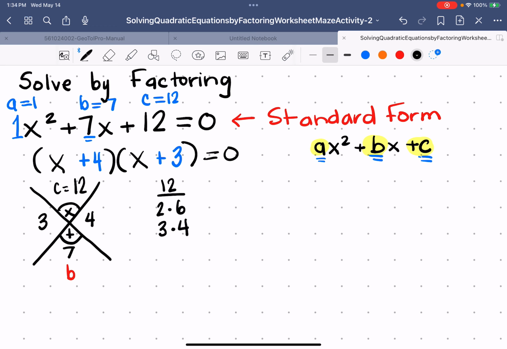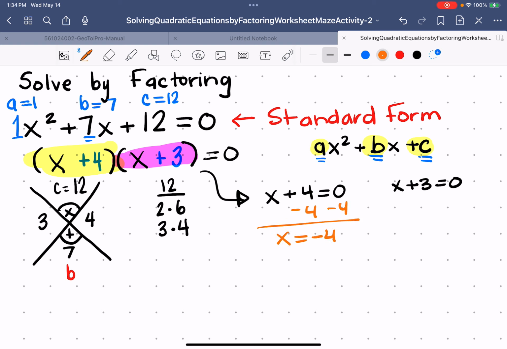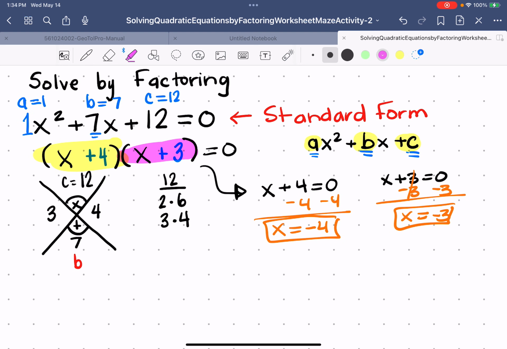So we're not done solving. All we've done is factor. Now we're going to rewrite this, because if I know that this factor times this factor equals 0, one of them must be 0. That's called the zero product property. So either x plus 4 is 0 or x plus 3 equals 0. If I subtract 4 from each side over here, I get x equal to negative 4. Over here, if I subtract 3 from each side, I get x equal to negative 3. So those are the two values that will make this equation true.